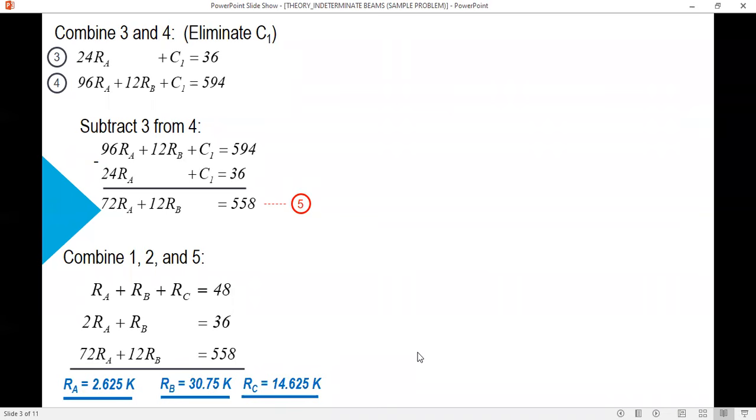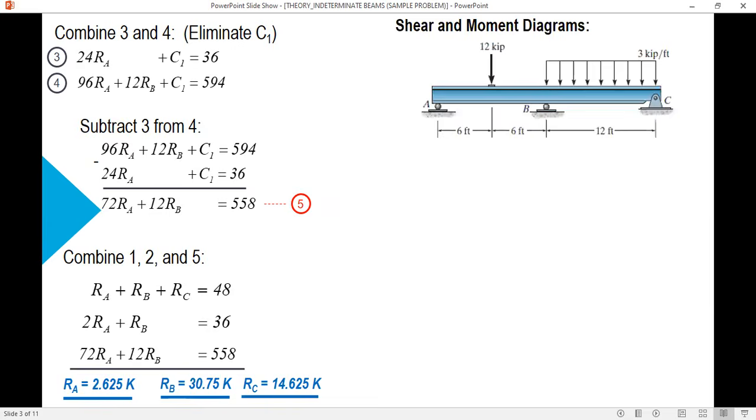So the next part of the problem is to draw the shear and moment diagrams. Now remember that when you draw the diagrams, you will only know if your solution is correct if the moment diagram closes. So when the moment diagram closes, it means that your reactions are correct. So we will now draw the shear and moment diagrams. This is our beam, and then we supply the values of RA, RB, and RC.